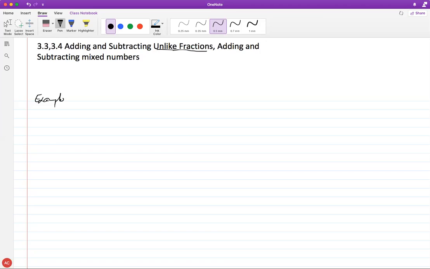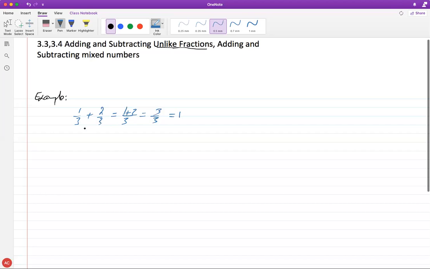Okay, so last time again, we learned that before adding or subtracting fractions, you must have the same denominator. If you don't, you need to find a common multiple or a common denominator like we did last time. If the denominator is the same, you keep it the same and you add or subtract the numerators. In this case, 1 and 2, which is 3 over 3, that's 1. Same with subtraction. For example, 5 over 7 minus 3 over 7. Make sure you have the same denominator. If you do, just subtract the tops, so you get 2 over 7.